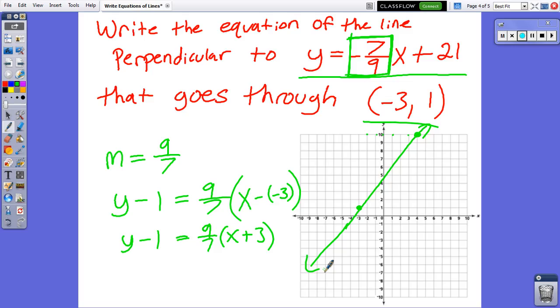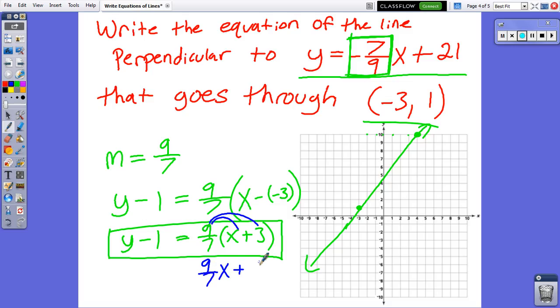Now for this one, I actually will take this equation here and change it into slope-intercept form. So like I said in the last example, we're going to take the slope and distribute it through the parentheses. So we get 9/7 x plus 3. It may, again, help to think of that as 3 over 1. So 9/7 times 3 over 1, we're going to get 27 over 7.